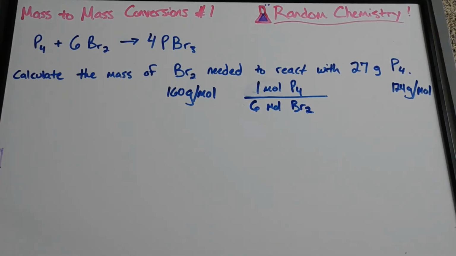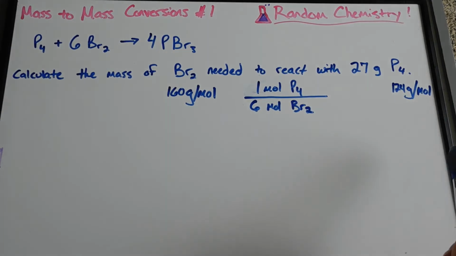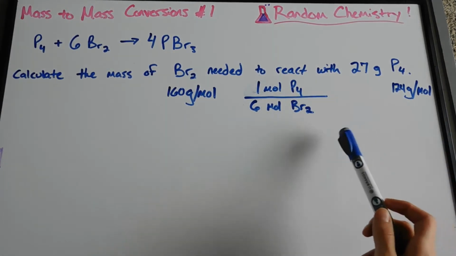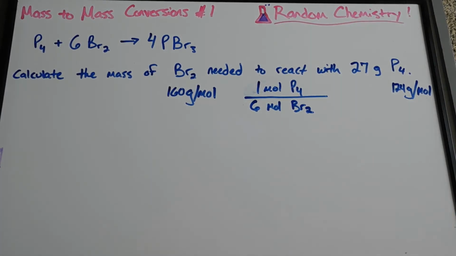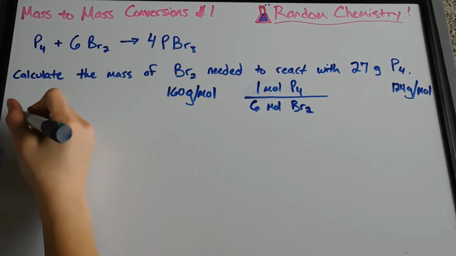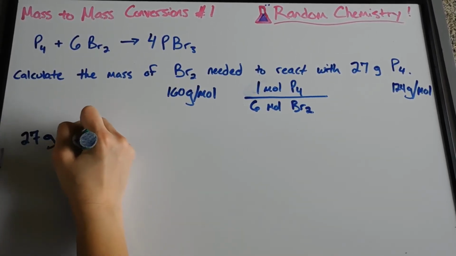Now, going from mass to mass can be tricky because there are a lot of steps involved. You're basically going from grams of P4 to moles of P4, and then from moles of P4 to moles of Br2, and then from moles of Br2 to grams of Br2. Rather than doing several different steps separately, we can combine them to one long step using dimensional analysis. So with dimensional analysis, we always start with what we're given. So 27 grams of P4.